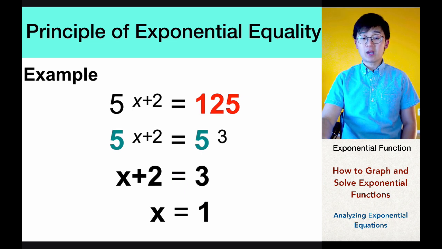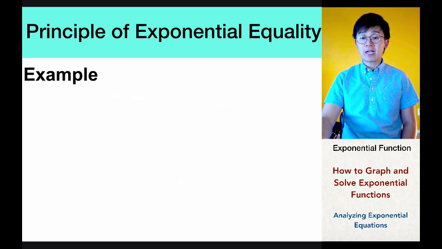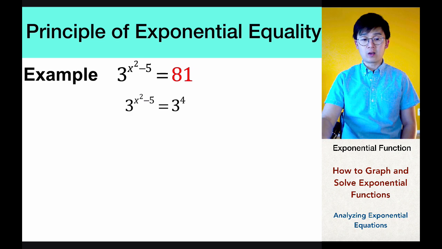So, ito yung isa sa mga examples ng pag-solve ng exponential function using the principle of exponential equality. Now, yung susunod na example natin, meron tayong 3 raised to x squared minus 5 equal to 81. Tulad nung ginawa natin kanina, mag-iisip tayo ng paraan para yung 81 ay magkaroon ng base na 3. At alam natin na yung 81 ay 3 raised to the 4th power. So, pwede natin i-modify yung 81 into 3 raised to the 4. So, ngayon, meron na tayong identical na value ng a ng ating exponential function na pwede natin i-cancel.